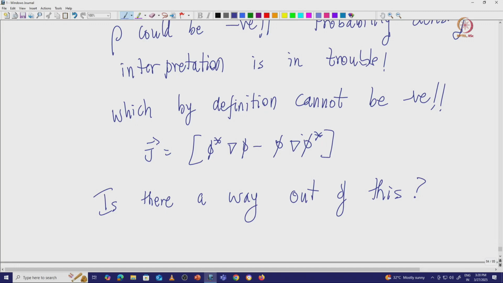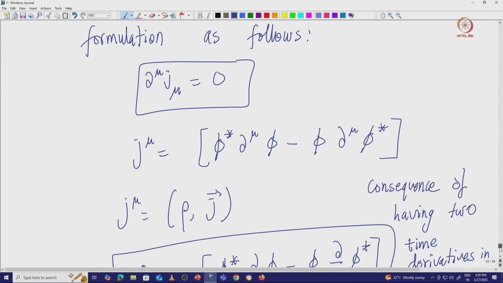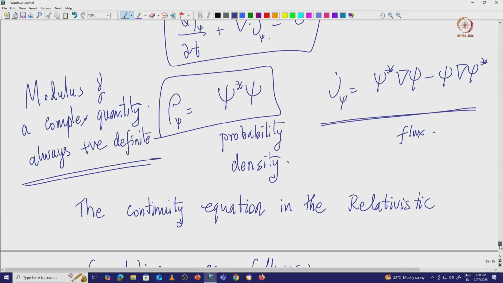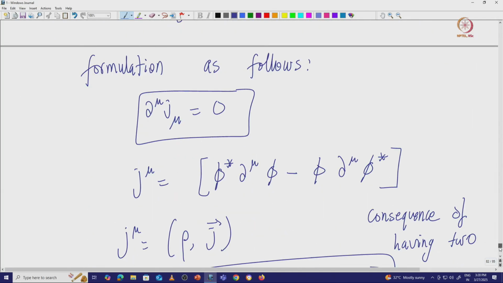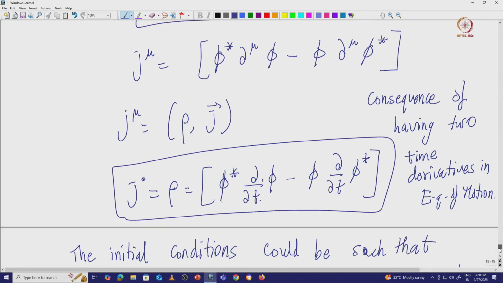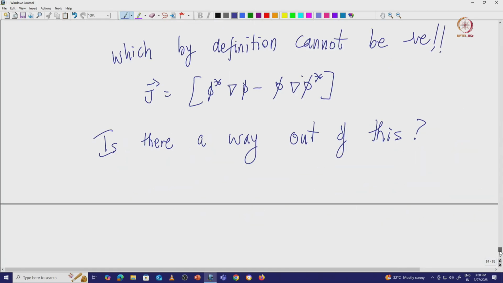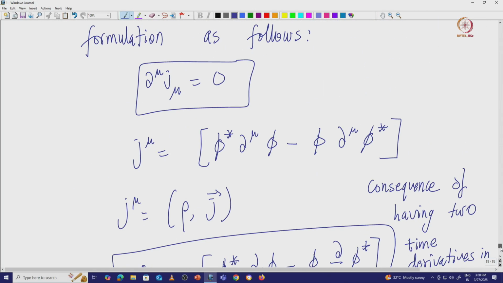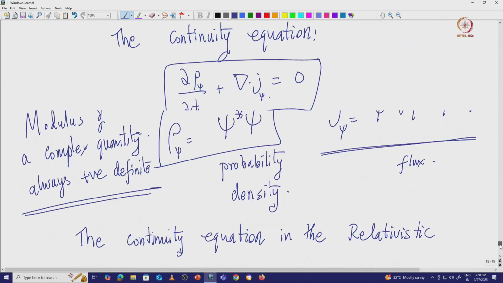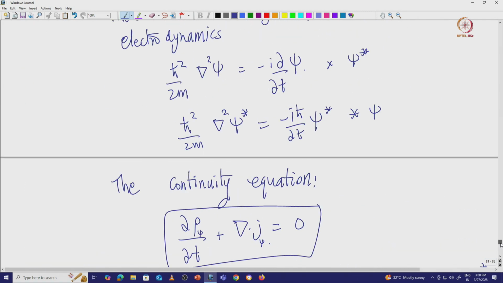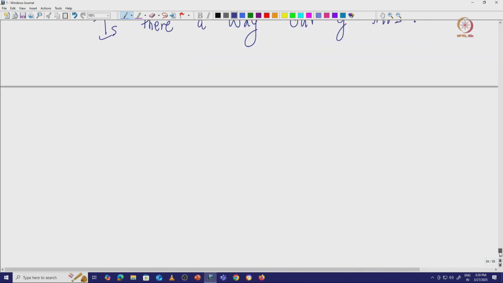Like I told you, I will give you a clue. The moment you write the continuity equation, we will try to get a clue what to do with the negative energy solutions. So the point is, is there a way?